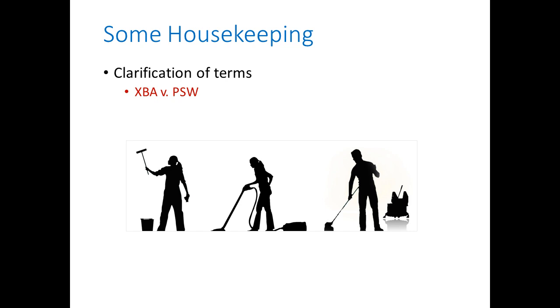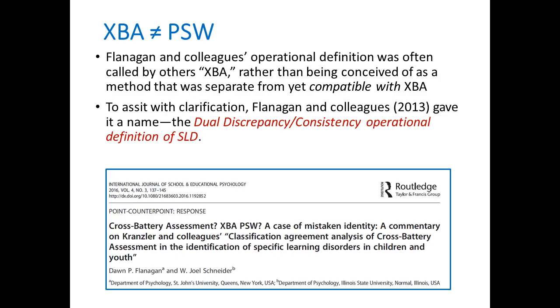So before beginning, I just wanted to clarify a couple of things. There's some misconceptions about cross-battery assessment and PSW. The terms are being used interchangeably, but they're actually two different things. Cross-battery assessment is a method of systematically augmenting any core battery to measure abilities that are not measured by that core battery. And it provides a set of guidelines, principles, and procedures to allow data to be integrated across batteries in a manner that is psychometrically and theoretically defensible.